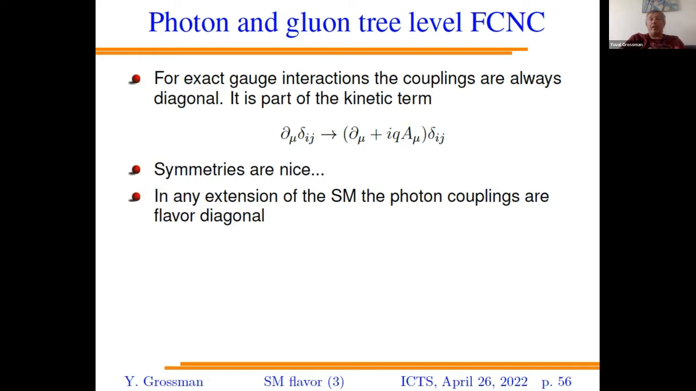Any question on this? I hope we understand. Photon and gluon, yes, question, please. Can you please elaborate on this point? Photon couplings are flavor diagonal.